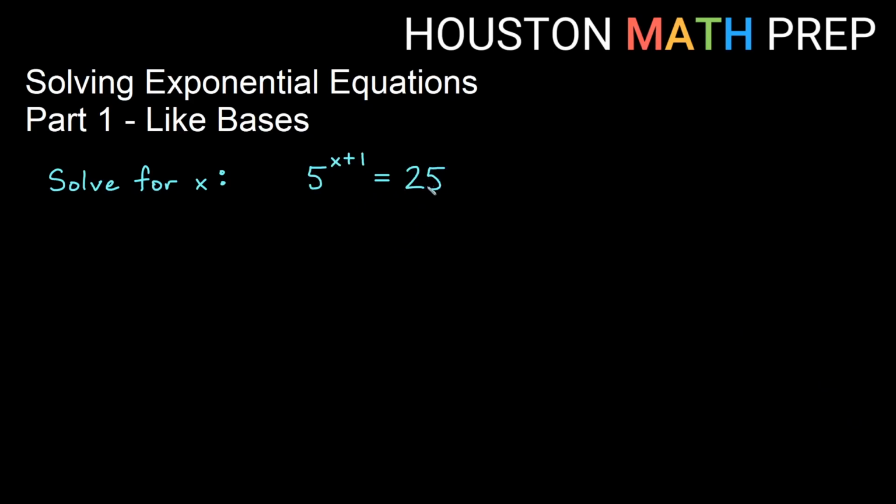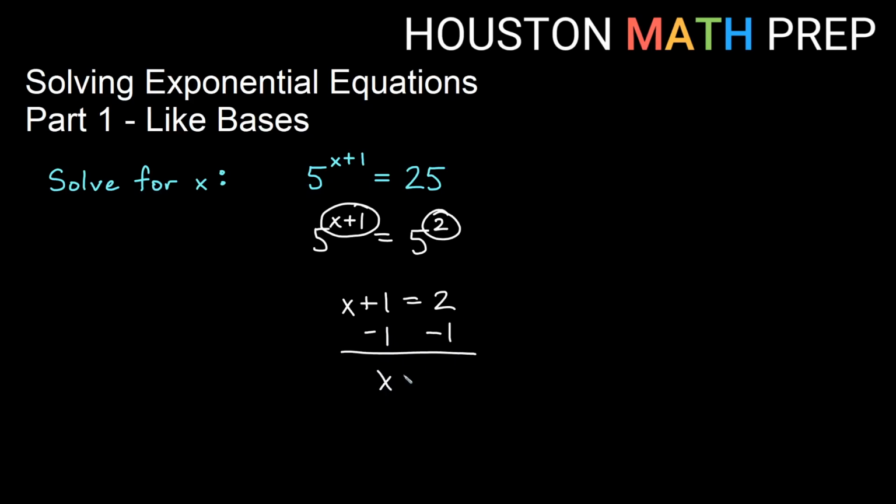This is not an exponential, but it is a power of 5 that we are most certainly aware of. So I can think of this as 5 to the x plus 1 equals 5 squared. 25 is 5 squared. And now that these are exponential equal exponential with the same base, I can set these exponents equal to each other, and I can simply solve x plus 1 is equal to 2. I subtract 1 to solve this. Subtracting 1 from both sides will give us that x equals 1 for our answer here.